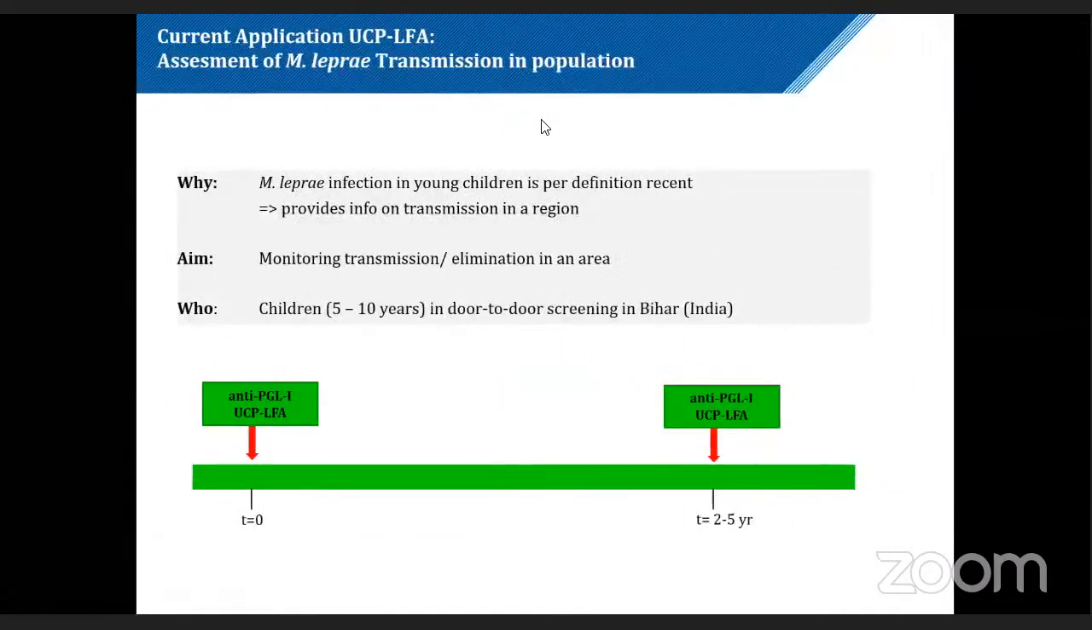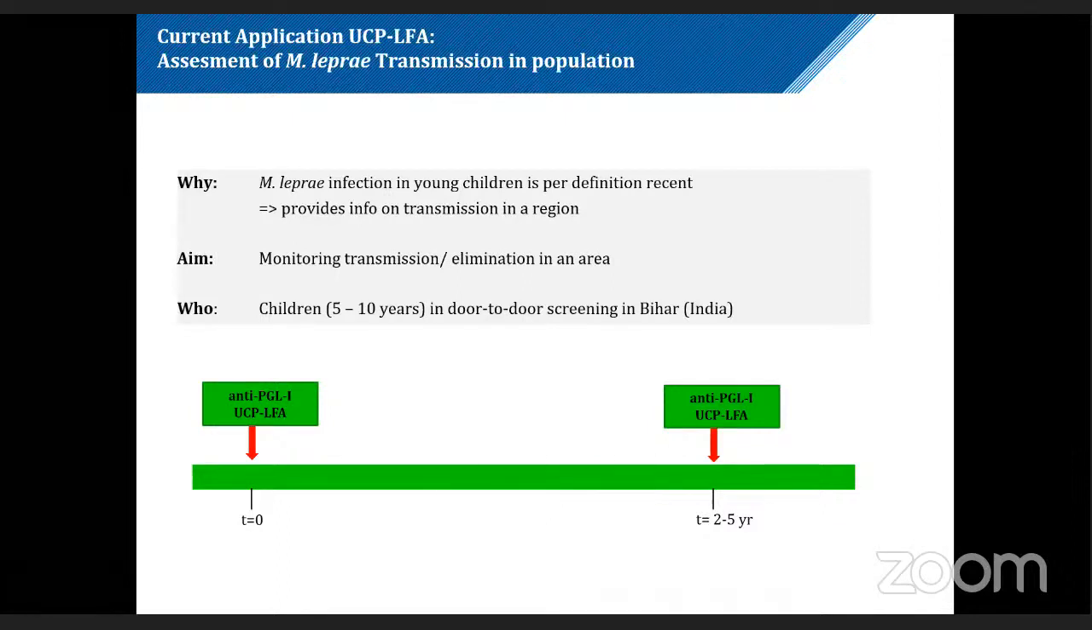And finally, one other example of an ongoing study is the assessment of M. leprae transmission in a population. As I mentioned before, M. leprae infection can be assessed by antibodies, but if we only measure this biomarker, we don't know whether there was a current, a recent, or an infection in the past. So if you measure M. leprae infection in young children by measuring anti-PD-L1 antibodies, then if these children are 4 or 5 years old, you know the transmission can only have happened 4 or 5 years ago. So you have a time limit on that.